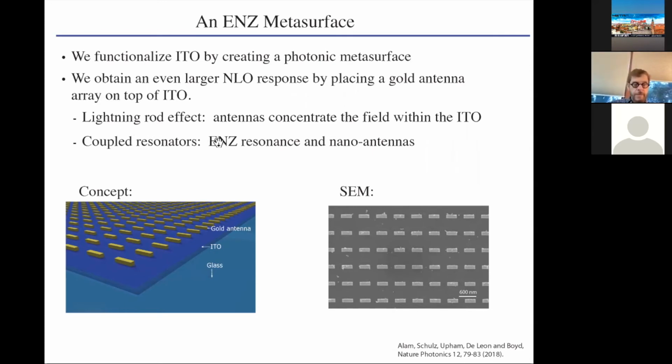Well, there's a lightning rod effect, where these antennas channel the electric field of the incident radiation into the indium tin oxide. There's another effect, which I call the coupled resonator effect. There's an ENZ resonance and there's a nano antenna resonance, and we put them on top of one another.